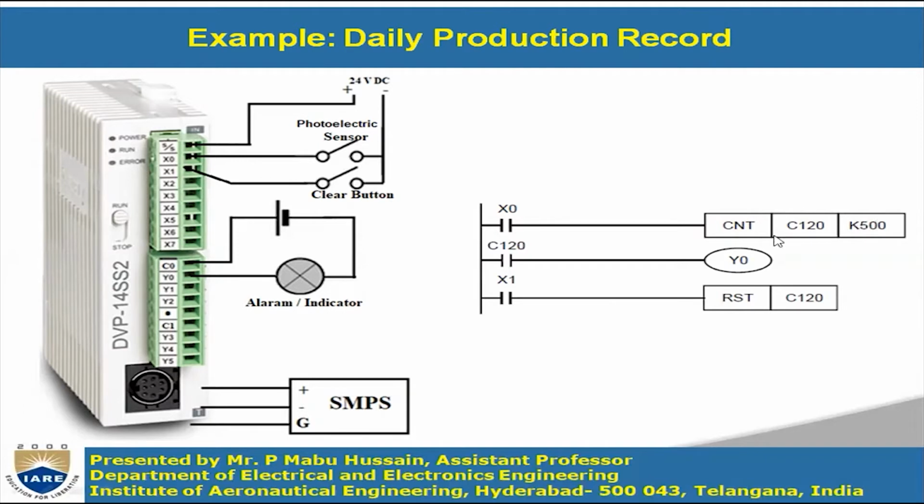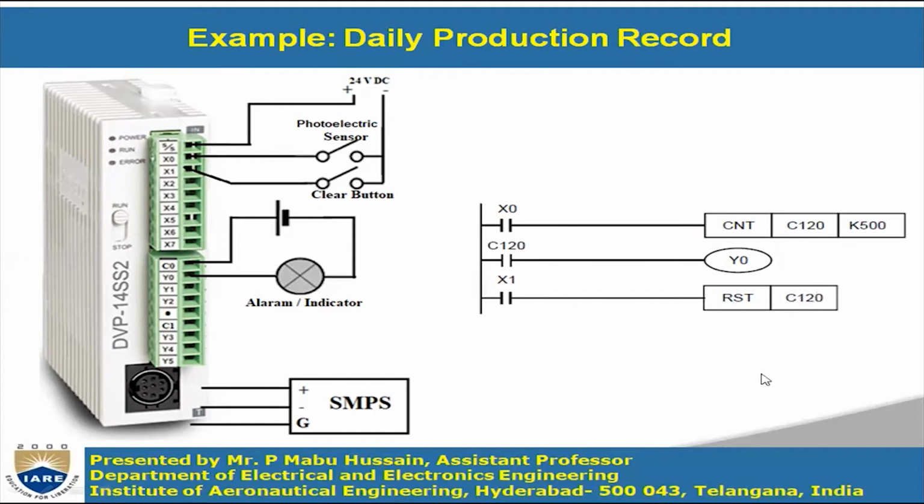Whenever the target is reached, C120 will be activated and energized. Whenever C120 is energized, Y0 will turn on. So Y0 is an alarm or indicator, which represents that the target has been reached. Whenever the target has been reached, you can reset this counter value to 0 by pressing X1, the clear button connected to X1. Whenever you press the clear button, X1 will turn on, and that will reset the C120 counter.